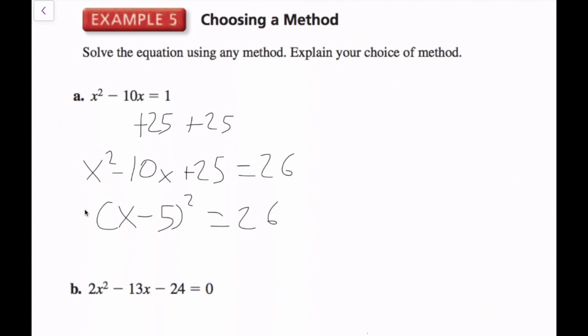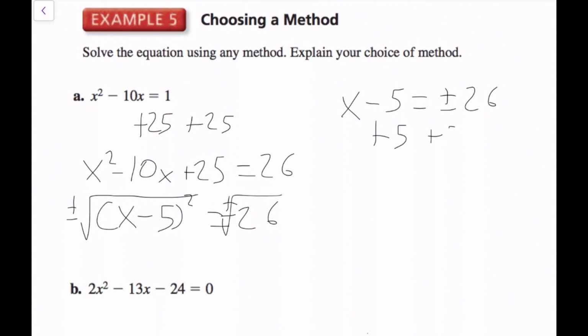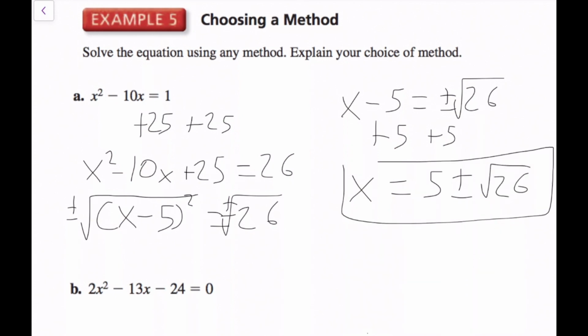And now I can take the positive and negative square root of both sides. And up here to the right, I get x minus 5 equals plus or minus the square root of 26. Then I'll add 5 on both sides. And I get x equals 5, oh, this needs to be square rooted, sorry. X equals 5 plus or minus the square root of 26. And these are my two solutions. So, in my opinion, that was a pretty quick way to do it by completing the square.